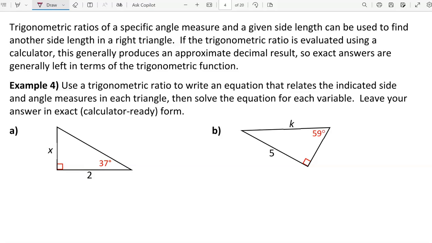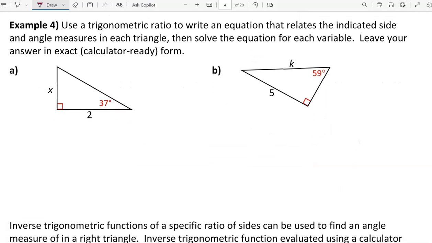We can use trig ratios to solve for missing sides or missing angles. And so if the trig ratio is evaluated with a calculator, however, this generally produces an approximate decimal result. Exact answers are actually going to be our preferred answer, so it'll be in terms of a trig function, and then we'll have what's called a calculator ready answer, and that means that we can then put the answer into our calculator and then round at the very end. We want to avoid rounding in the middle of a problem.